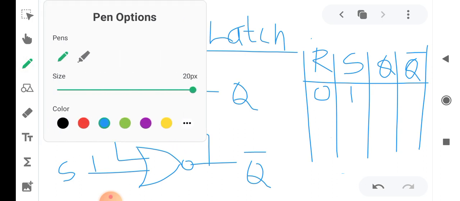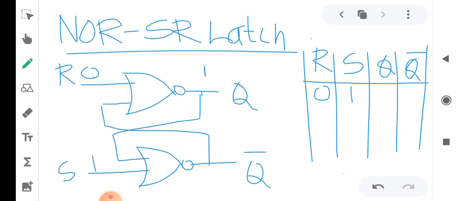See here, it follows like this. We are given 0 here, so 0 complement becomes 1 first. Then this Q will be 1 here. This Q1 will be given to this input. So here already higher, 1 into 1 is 1. 1 complement is 0. So that we get here, for R equal to 0 and S equal to 1, Q equal to 1 and Q complement is equal to 0.